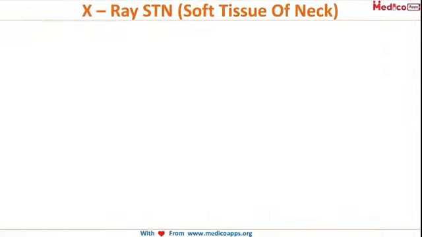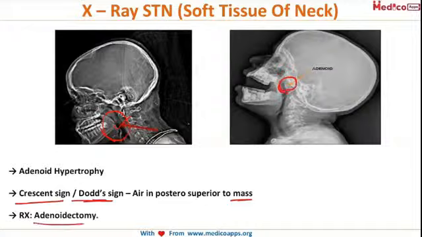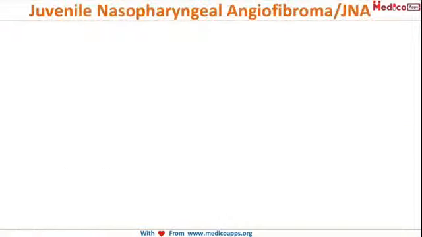Now, let's look at how you see an X-ray in adenoid hypertrophy. The most important sign is the crescent sign or the Dodge sign. That's nothing but air in the posterior superior region to the mass. Here you can notice the black region indicating the air that is present posterior superior to the adenoid mass. Here are the hypertrophied adenoids that you can notice. So the treatment will obviously be adenoidectomy. The important exam point over here is the crescent sign or the Dodge sign. With that note, let's now proceed to juvenile nasopharyngeal angiofibroma.